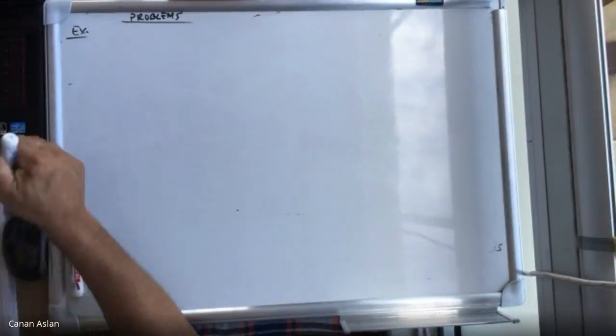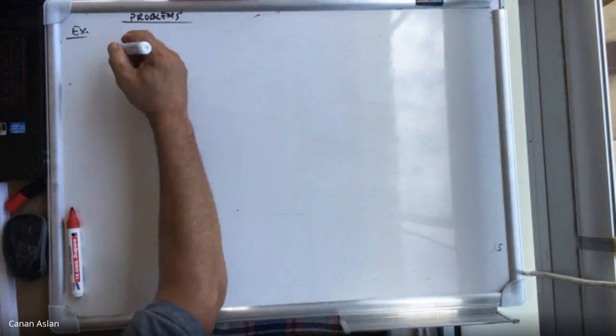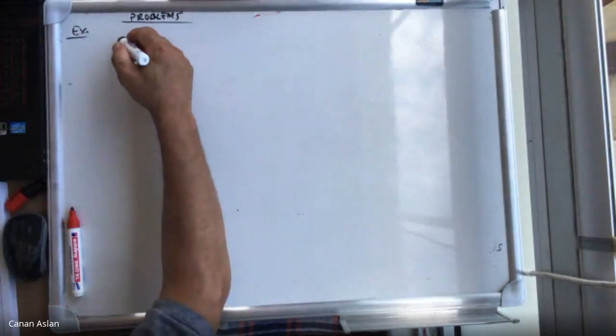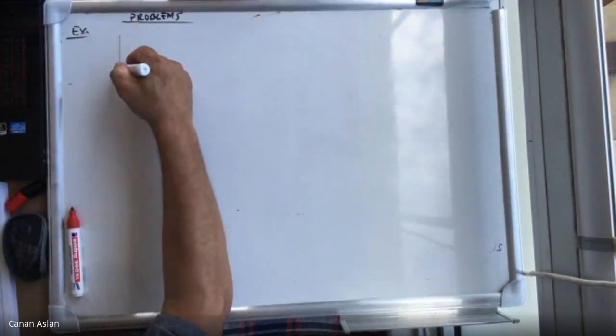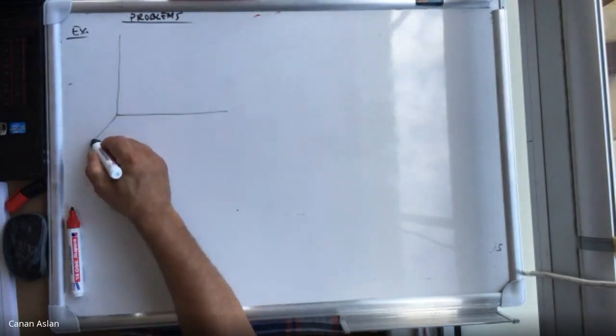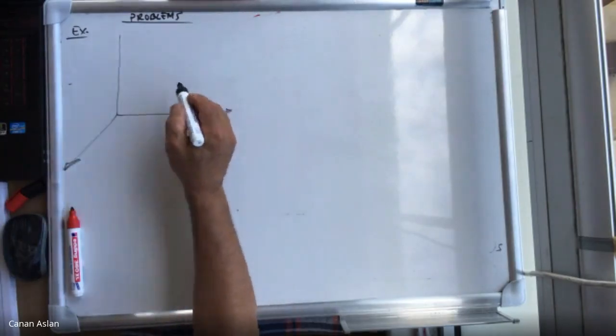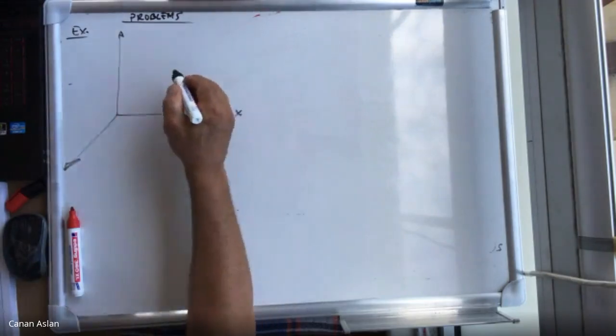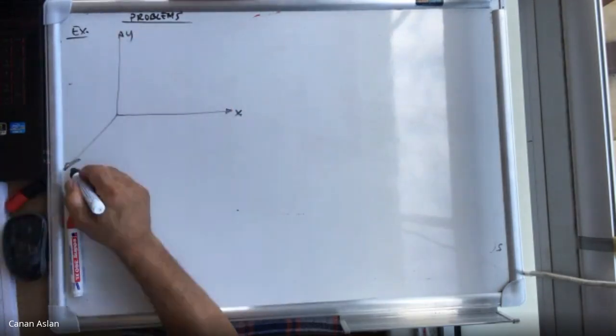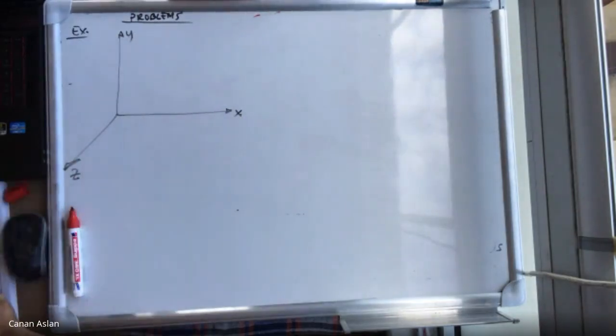Okay. Now we have magnetic field business. In this example, we have an interesting case. So say this is X, Y, Z. This X, Y, Z should be this way. Z should be that way.